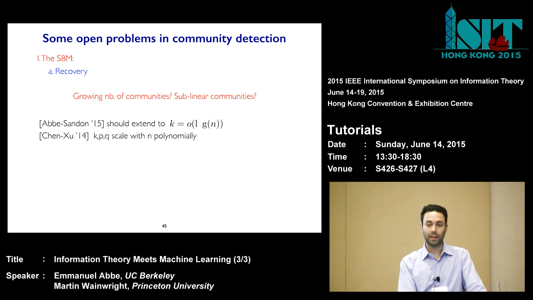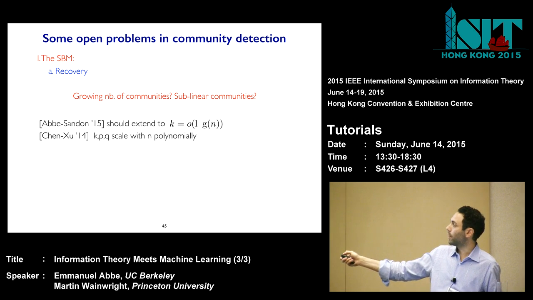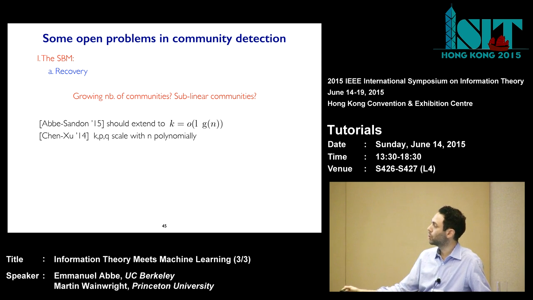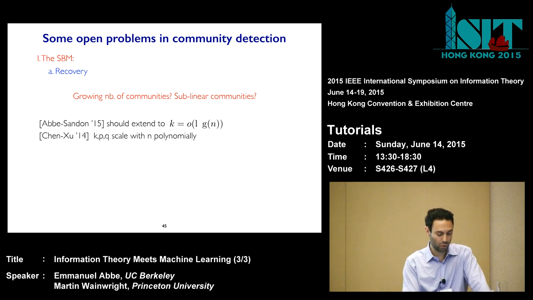So you can discuss the case where the number of communities grows. Our result extends until k, which is logarithmic. Beyond that, you probably need some new techniques. There's a very nice paper by Chen and Xu that studies scalings that are polynomial between those parameters, Q, K, P and Q. But they don't study the phase transition, but it identifies some computational values.